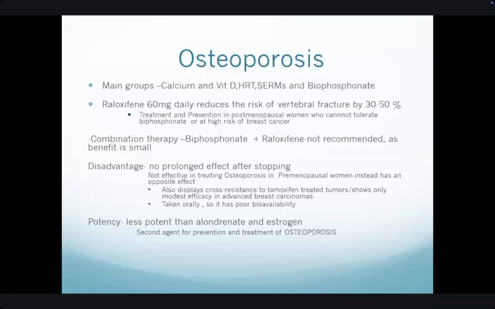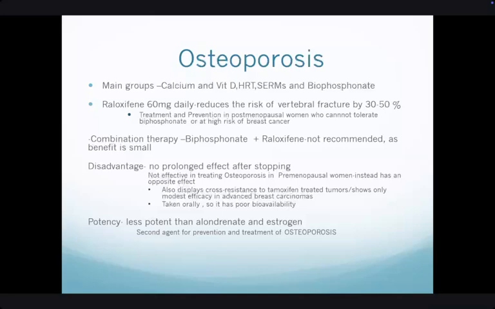Like I said, the first line would be calcium, vitamin D, HRT, and bisphosphonates, and then SERMs as a second line. It reduces the risk of vertebral fractures by 10 to 50%, and is used for treatment and prevention in postmenopausal women who cannot tolerate the bisphosphonates, or women at increased risk of breast cancer.